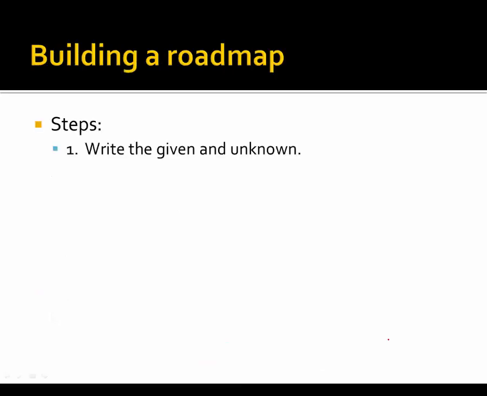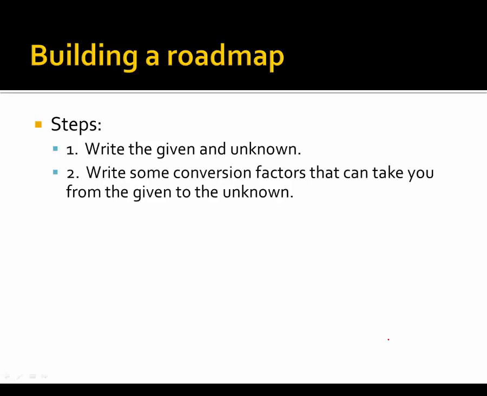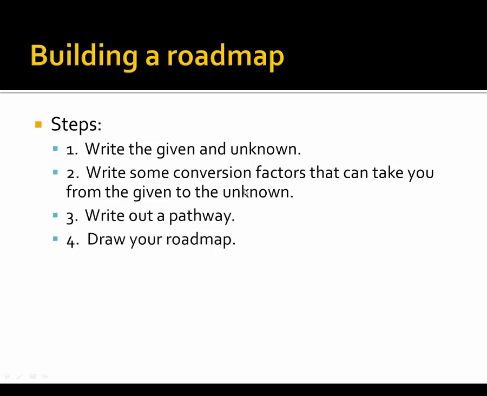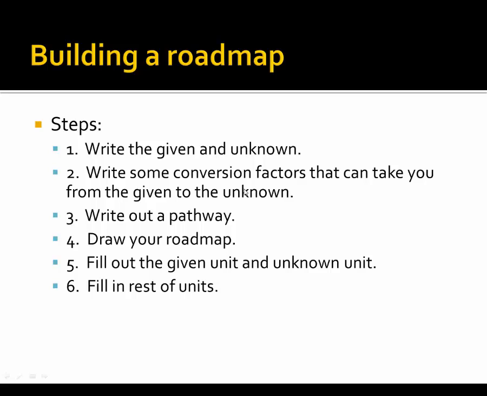So let's build a roadmap, right? So there are a few steps. Write the given, write your unknown, write some conversion factors that can take you from the given to the unknown. And how do you come up with these conversion factors? You know them. You have memorized them, okay? So make sure that you know your conversion factors. We'll go over a few of them. Write out your pathway, draw your roadmap, fill out the given unit and your unknown units, fill in the rest of the units, and then insert your numbers.